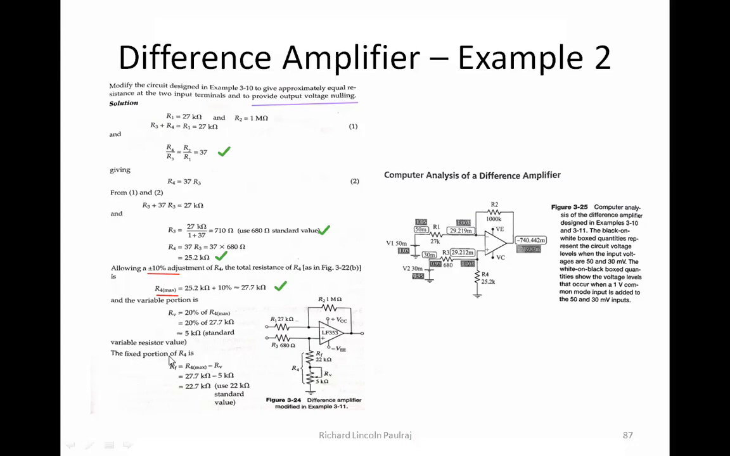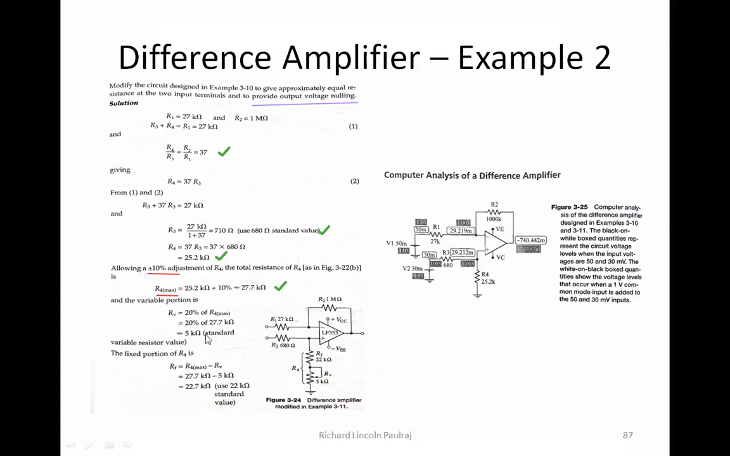Right. So the fixed portion of R4 is, okay, so how much is going to be fixed? Which means R4 max minus RV. Okay, so the maximum value minus the variable resistance value. So which means I'm going to have 27.7 is the maximum that it can go, minus the variable part here.